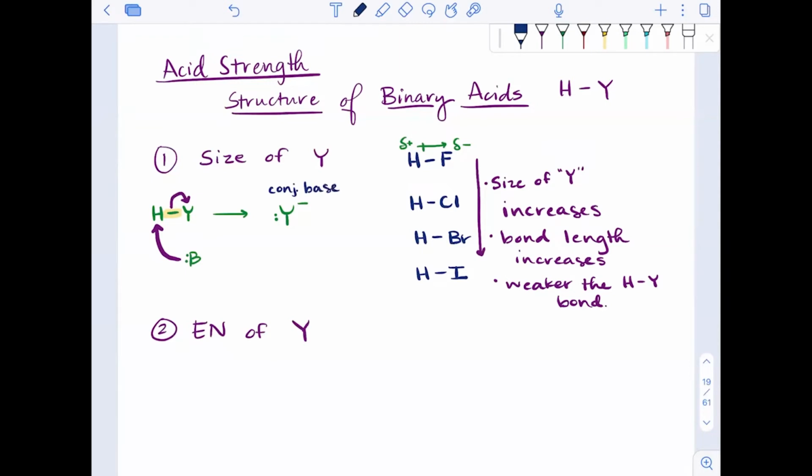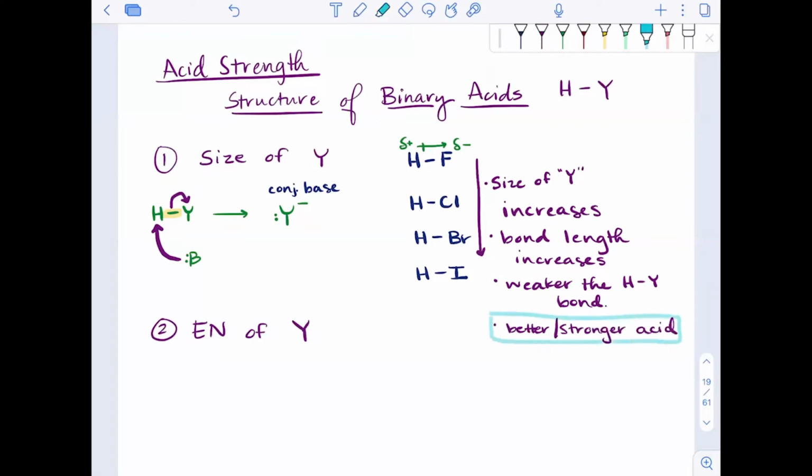And that conjugate base, not only does the size of the atom Y affect the bond length, it also affects the ability of the conjugate base to be stabilized. So we have a lot of statements out, all right? Let's think about what all of these mean. As the size of the atom Y increases, the bond length increases, that means it's a weaker bond. That means it's a better or stronger acid. All right, there's that home plate.